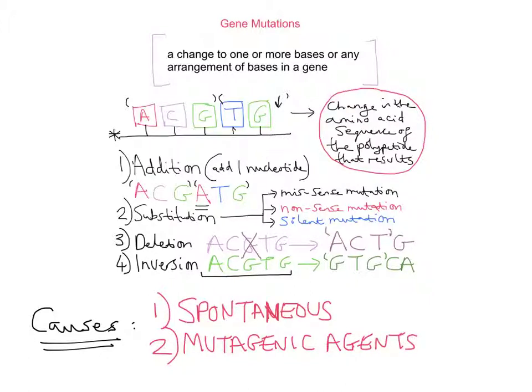Now, mutagenic agents basically means anything that could act as a mutagen, something that's going to mutate this DNA. So we're thinking maybe high energy radiation, but also chemicals. Now, high energy radiation can disrupt the DNA molecule, but also chemicals can alter the DNA structure and can even interfere with transcription. So there's 2 main causes of gene mutations.